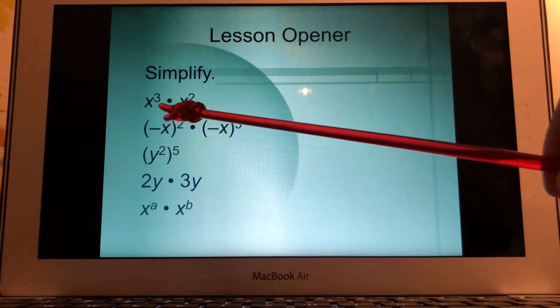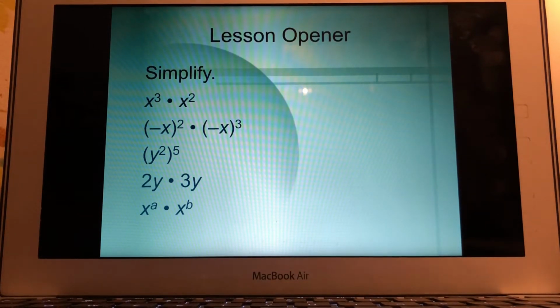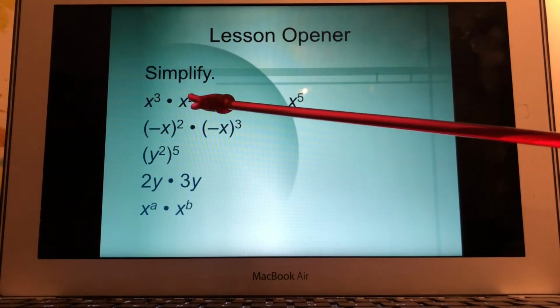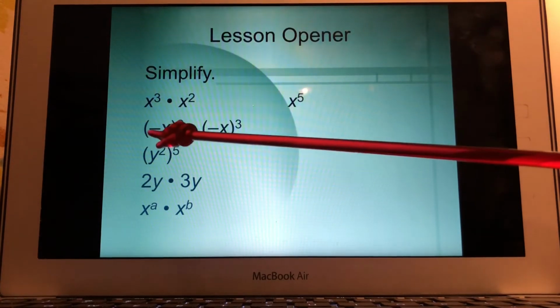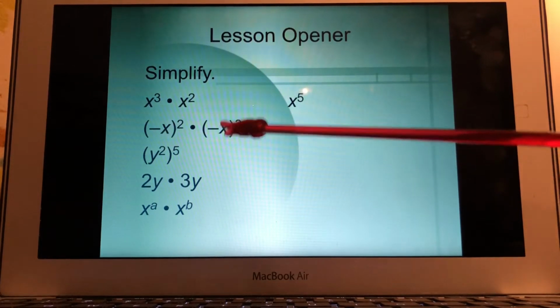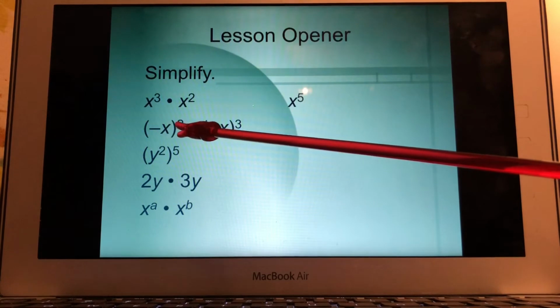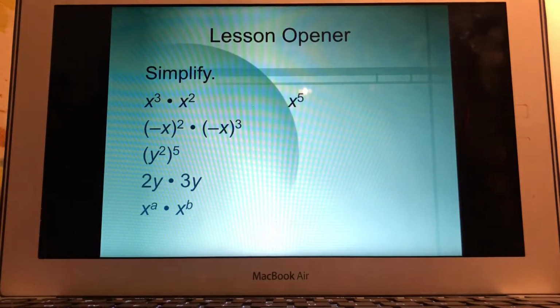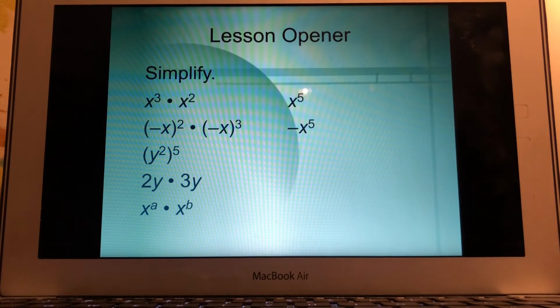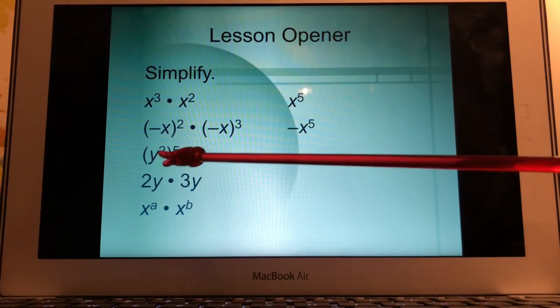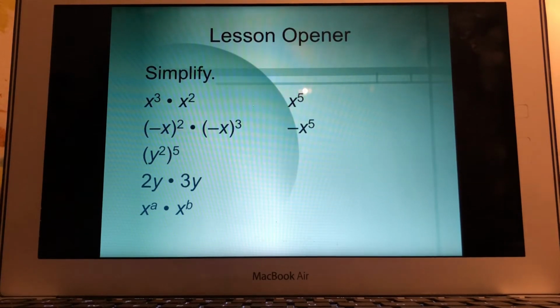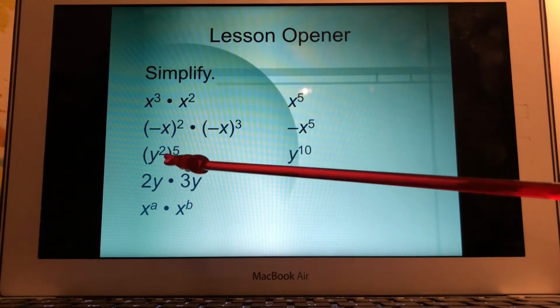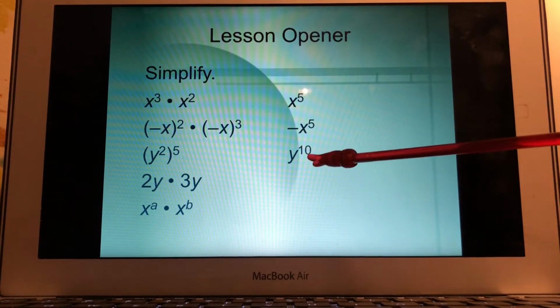Okay, if we have x cubed times x squared, how do we simplify that? You would add the exponents, 3 plus 2, and then we end up with x to the 5th power. Same thing here. Now, if our base, negative x, is the same, then all we have to do is just add the power, and then you get negative x to the 5th power. Well, now, what if we have y squared and we're going to raise that to another power? Then you are going to multiply, okay, 2 times 5, and you get y to the 10th power.